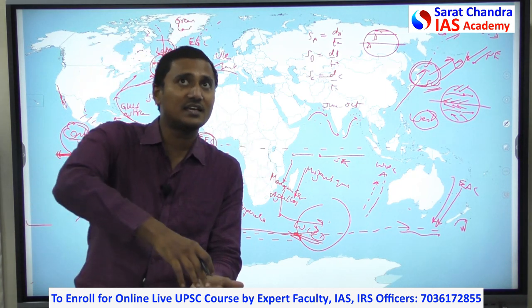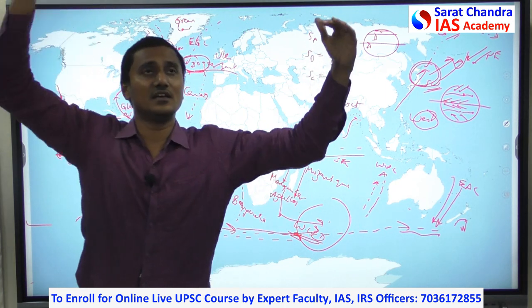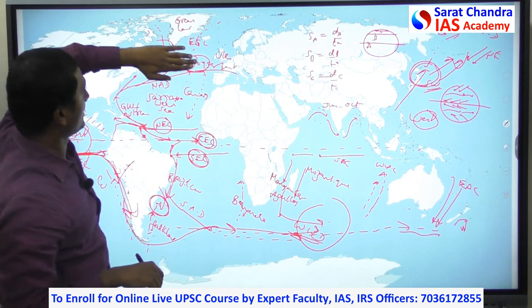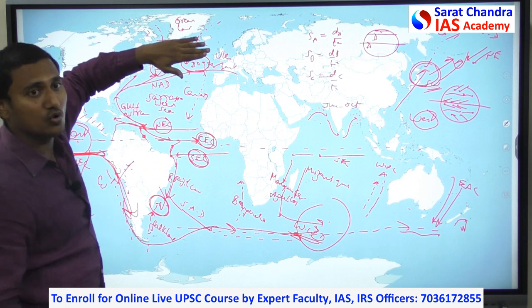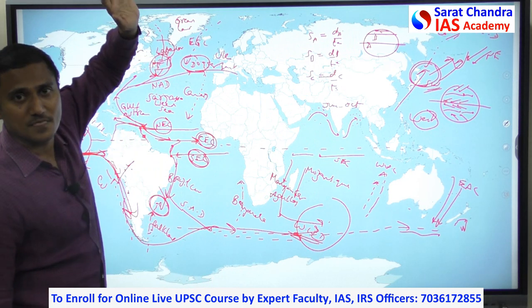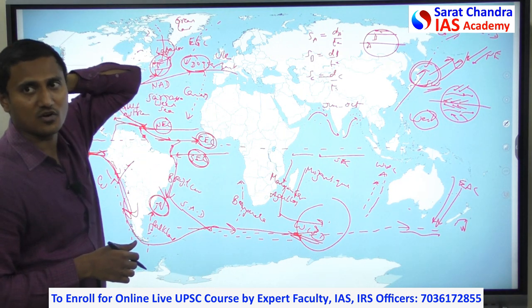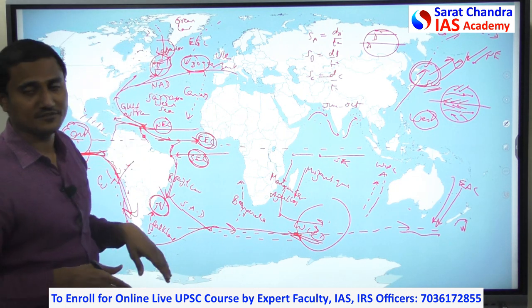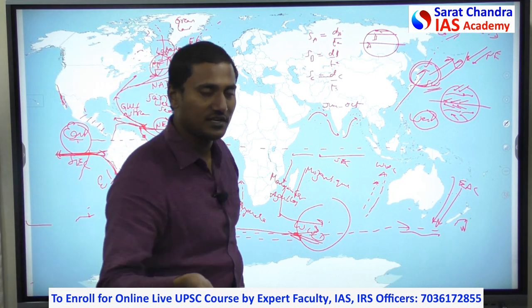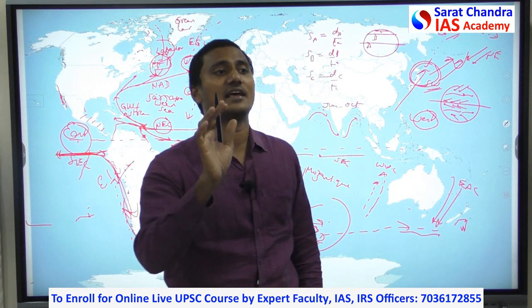Sometimes fog is vertically so high that even aeroplanes which are moving here, their visibility will be lowered. They will go and hit something. In Delhi itself, in some winter seasons, they cancel the flights because of fog. Now imagine the polar area. So that is another effect of the ocean currents, navigation accidents.